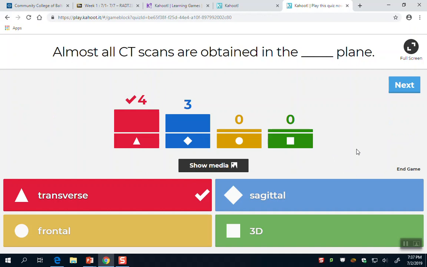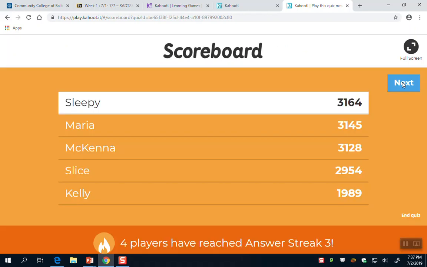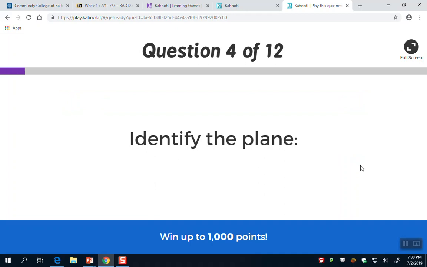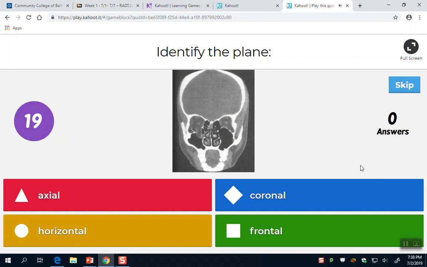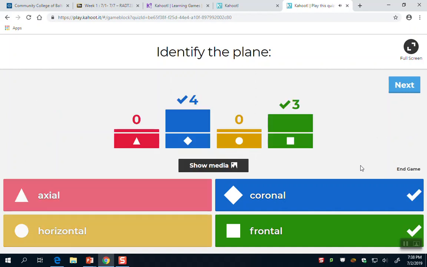Fourth place? I'm all right. Am I not fast enough? Are you Slice? Yeah. I wasn't even looking at that. Okay. They're young, they can read fast. Yeah, they have better reflexes than us, no doubt. Getting this one on you. Two people got that one.